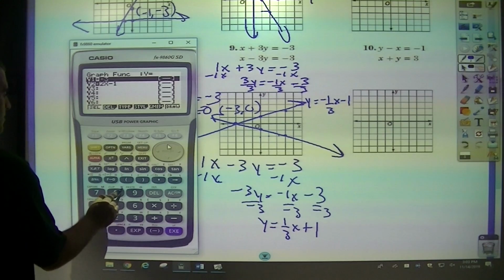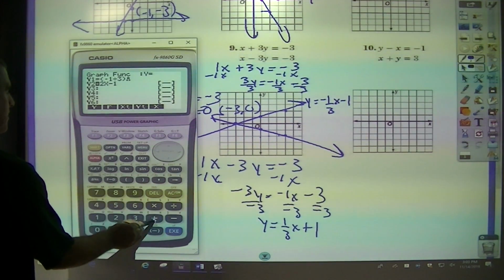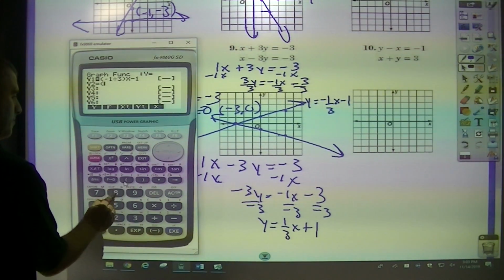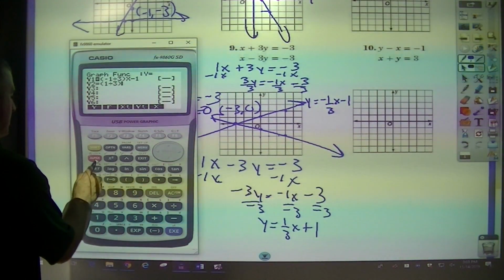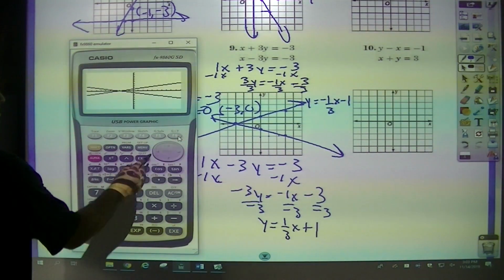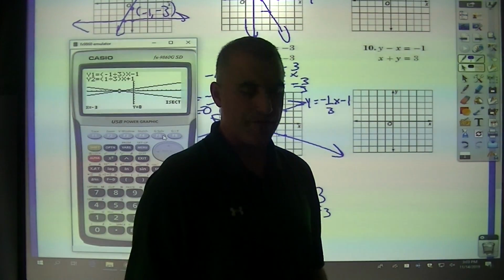Okay, so what I would do is parentheses, -1 divided by 3, alpha x, minus 1, and then I got parentheses 1 divided by 3, alpha x plus 1. If you draw, G solve intersect, you will see both of those answers. So that would be the graphing part.